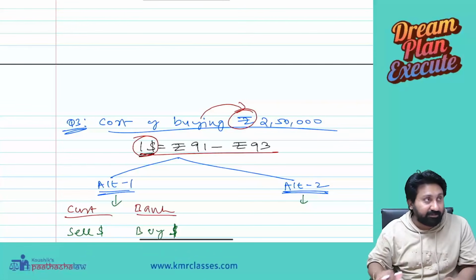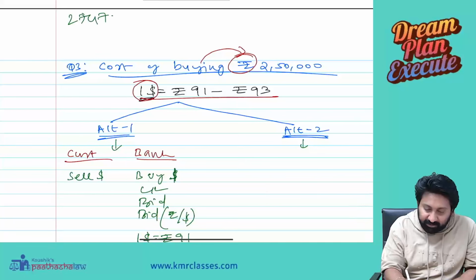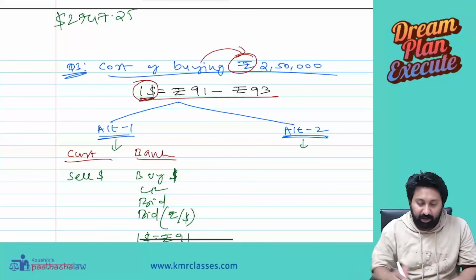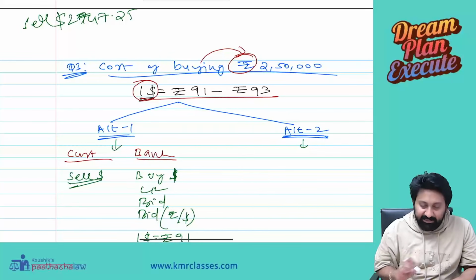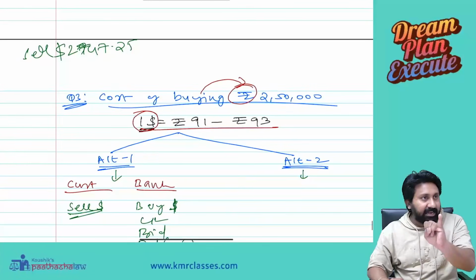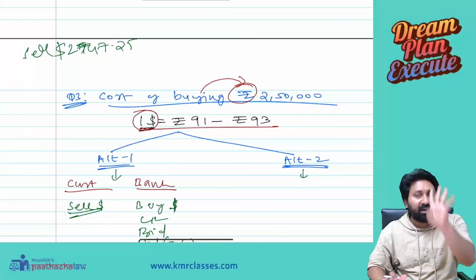Cross verification also we can do and check. See, I am selling $2,747.25, rounded off to 2 decimals. So the customer is selling this, and the bank has to buy. Now tell from the direct dollar point of view. I am selling dollar. The bank has to buy dollar. Bank buys at the lower rate. Lower rate is the bid rate. Bid rate is 91.